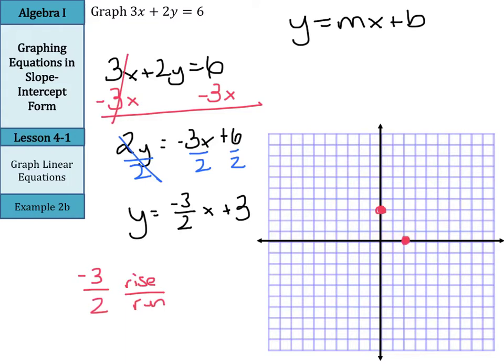Again, I could also go the opposite way, going up 3 and left 2. So once again, from my y-intercept, up 1, 2, 3, and then back 1, 2. And now that I have my 3 points, go ahead and draw a line between them with arrows on the end. So again, if your equation's not in slope-intercept form, you can work to get it into slope-intercept form, graph the y-intercept, a point or two, and connect the dots.